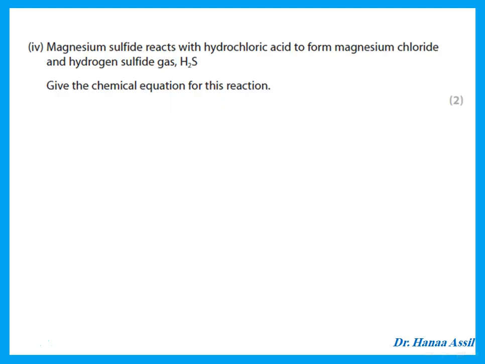Magnesium sulfide reacts with hydrochloric acid to form magnesium chloride and hydrogen sulfide. Give the chemical equation for this reaction. So of course we're going to write the equation, and please pay attention that valency of magnesium is 2. So magnesium chloride has to be written MgCl2, and that means I will need 2 in front of the HCl to balance. Please do not leave any equation without balance.